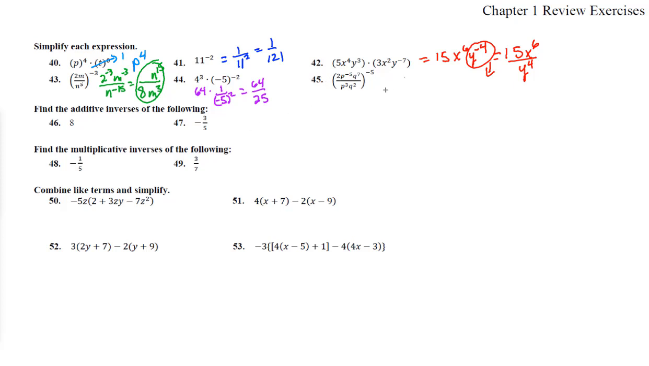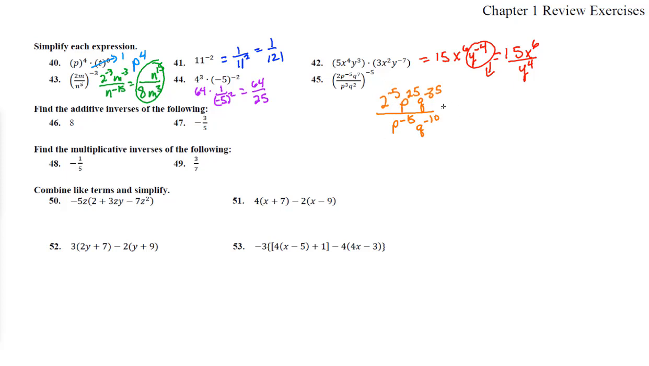Ooh, this is kind of a big one. Good thing we have some space here. This is going to be 2 to the negative 5. P to the negative 5 to the negative 5, we multiply exponents. That's to the positive 25. Then Q to the negative 35 all over p to the 3 times negative 5, p to the negative 15th power, and q to the negative 10.